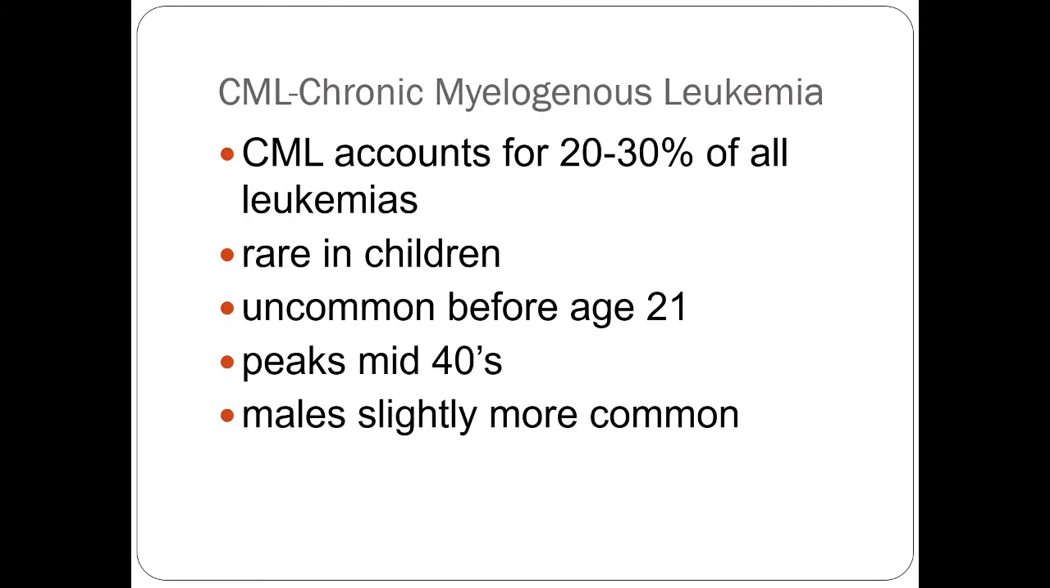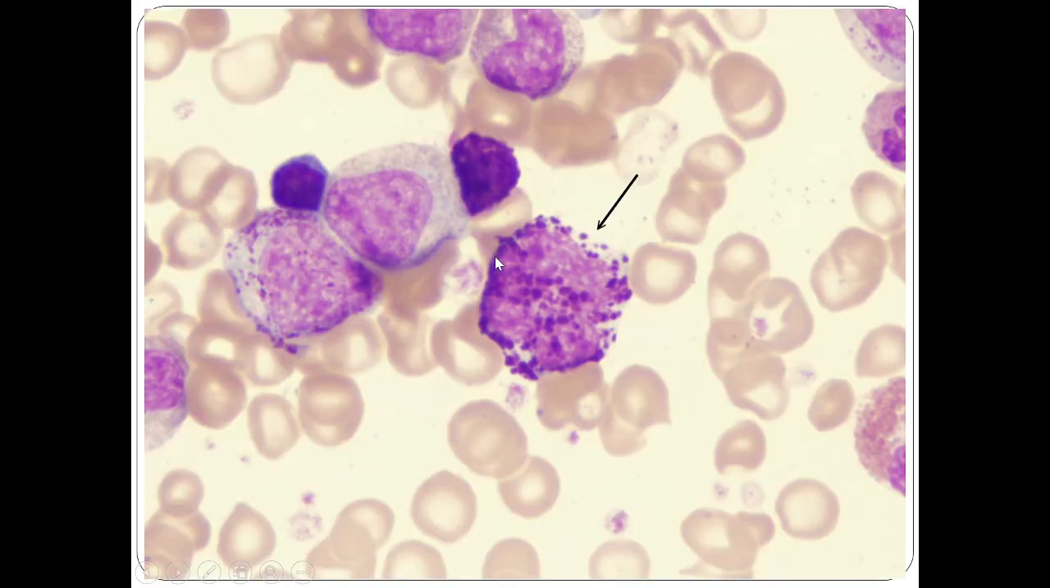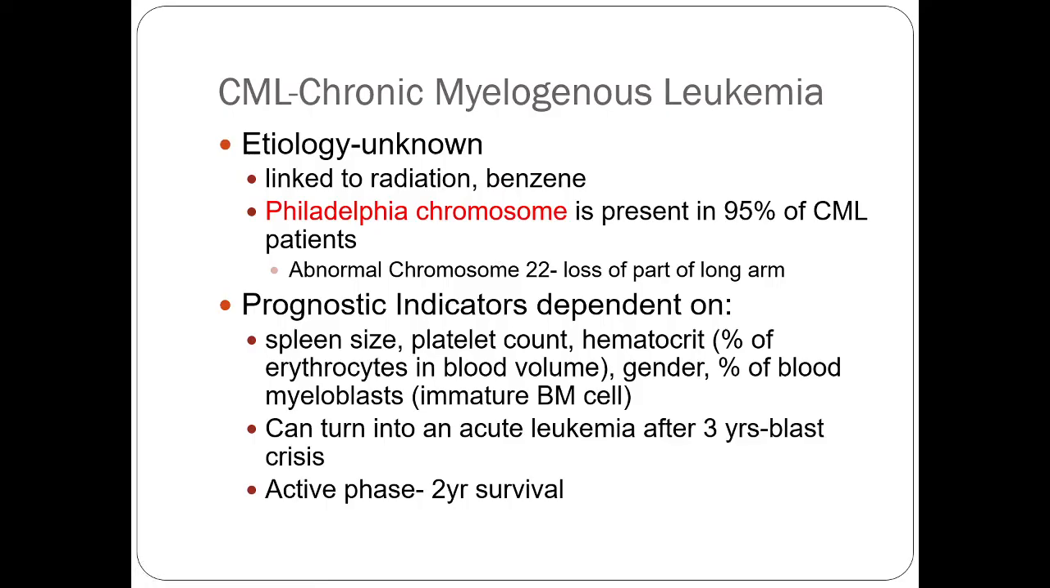Now chronic myelogenous leukemia. 20 to 30% of the all leukemia, rare in children. Uncommon before age of 21. Peak mid 40. Male slightly more common. This is the chronic myeloid leukemia containing the old type of the cells. Etiology linked to the radiation and benzene. Philadelphia chromosome is present in 95% of the CML patient.